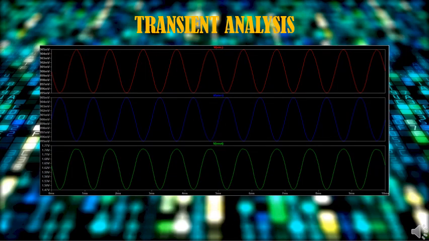This is our transient analysis waveform that we got after we simulate or run from the circuit that we have drawn. So we plot the graph into the V out, positive V in, and negative V in.